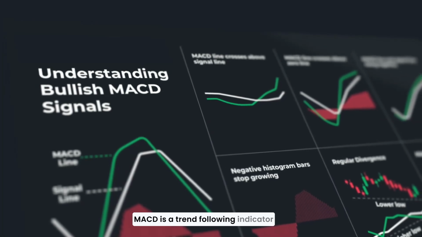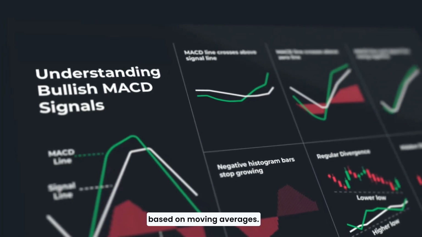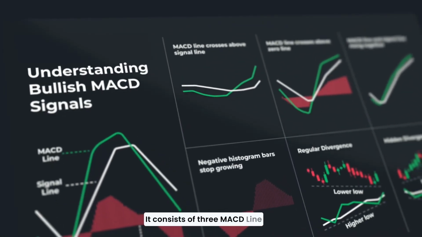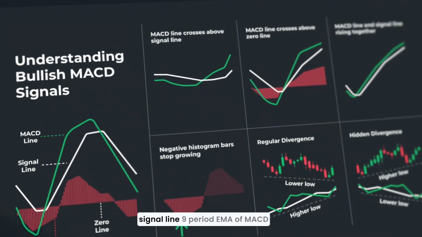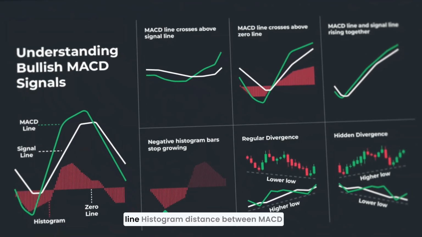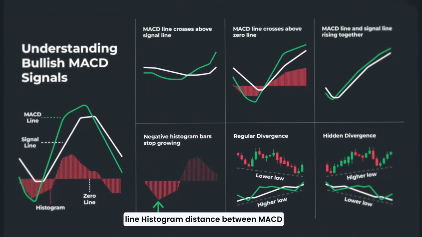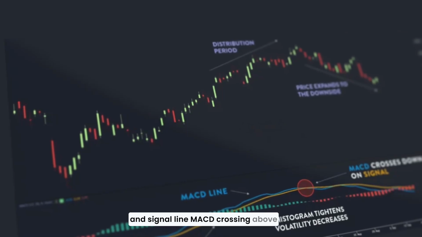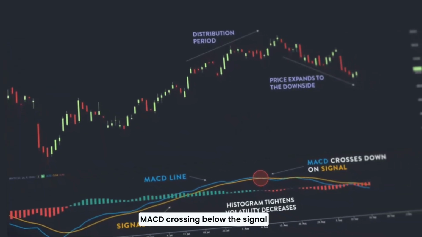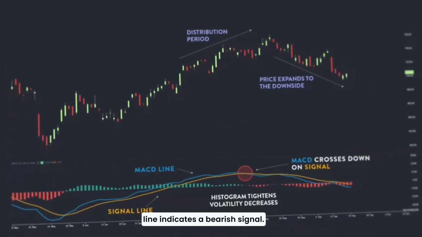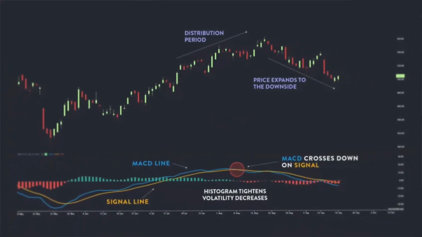MACD is a trend-following indicator based on moving averages. It consists of three elements: MACD line, difference between 12 EMA and 26 EMA; signal line, 9-period EMA of MACD line; histogram, distance between MACD and signal line. MACD crossing above the signal line indicates a bullish signal. MACD crossing below the signal line indicates a bearish signal. Histogram shows momentum strength.